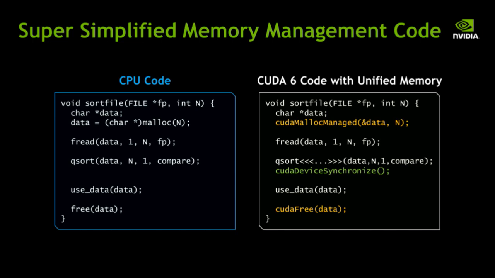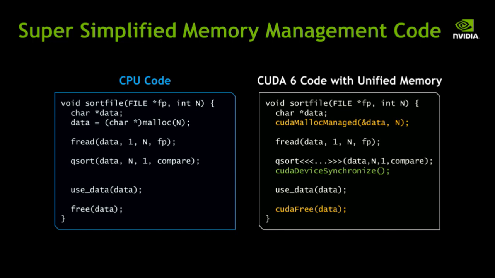The code on the right is CUDA 6 code with unified memory. And the main differences are that in order to allocate memory in the unified space, we just use cudaMallocManaged rather than malloc. And that gives us a pointer that we can pass to CPU functions, like we pass it to fread initially to load the data from the file. And we can also pass the pointer to kernels, like the QSort kernel that you see there with the familiar triple angle brackets of CUDA.